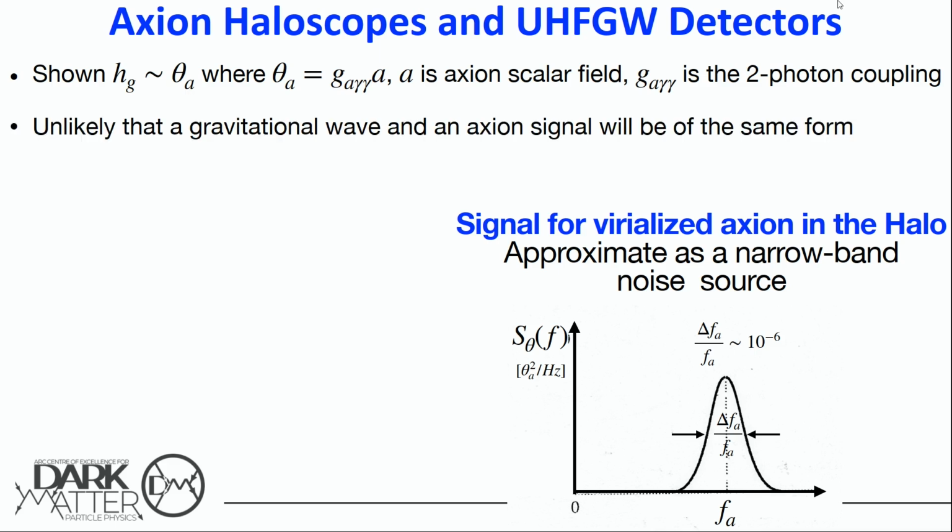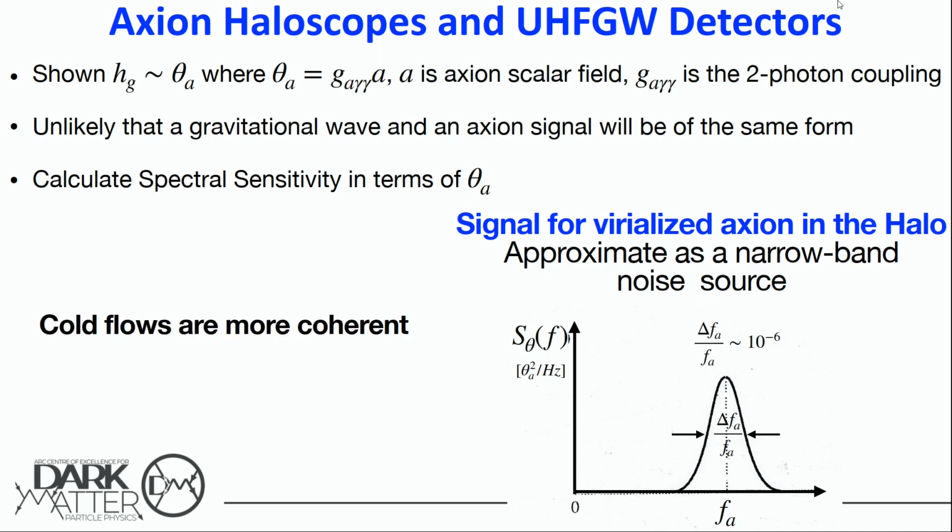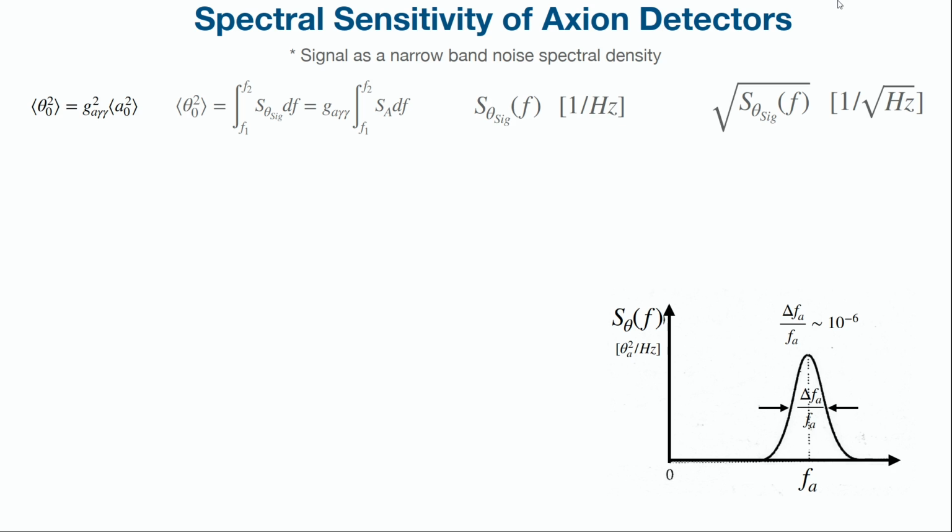So it's very unlikely that a gravitational wave signal will be of this same form. So you can't use these axion limits to put gravitational limits. You've got to work out your sources and all that. And so we can calculate spectral sensitivity in terms of this theta, I call it theta A as well. And that's what we should do, because we just found from that published paper that theta is on the same order as the strain in your detector. And then I'll make the statement here again that cold flows are more coherent, so it's a different way of analysing the data. So here we go back to the theory.